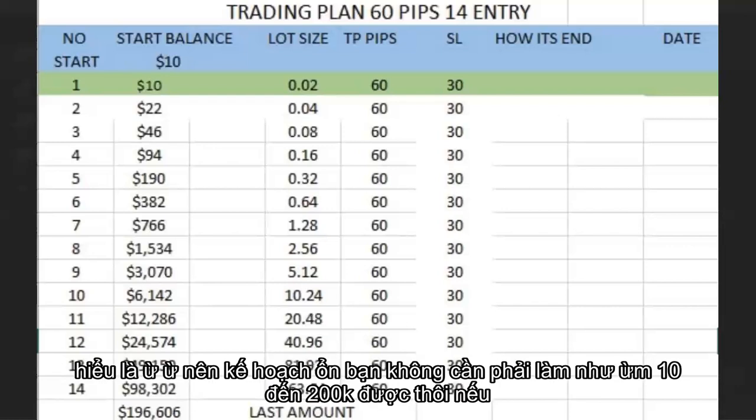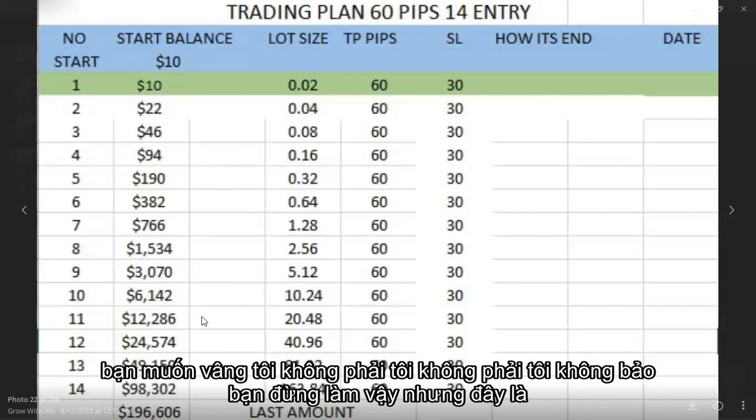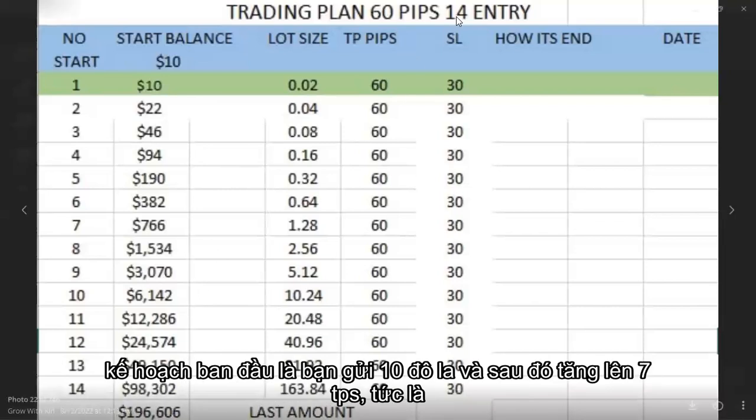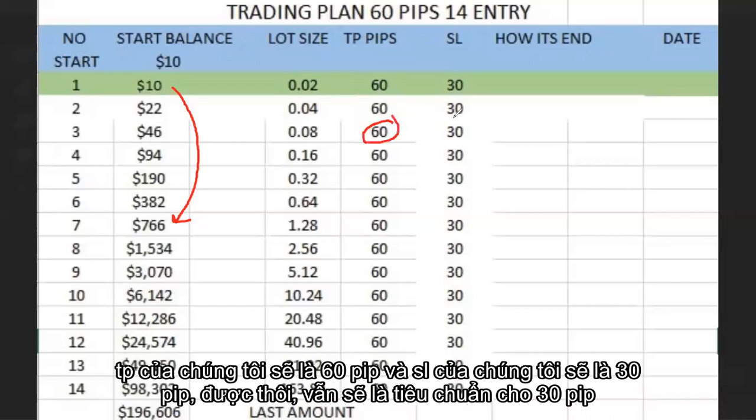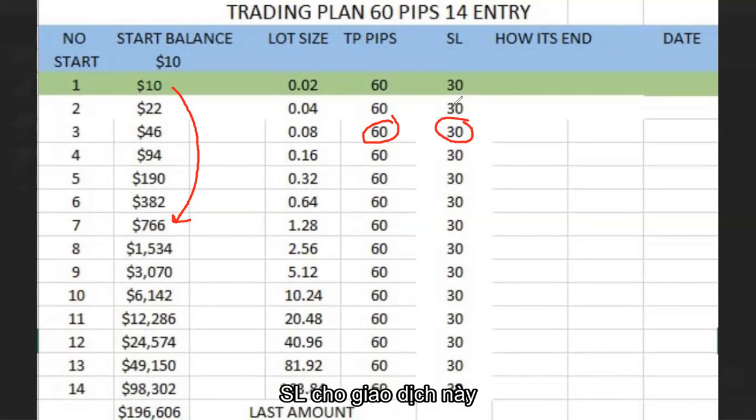So the plan is, you don't need to do 10 to 200K. I'm not telling you not to do that, but this is the plan: at first you make a deposit of $10 and then you grow until 7 TPs. Our TP will be 60 pips and our SL will be 30 pips. Is SL standard at 30 pips for all the entries we take? Yes, 30 pips from the entry for SL and 60 pips from the entry for TP. So you just need 7 TPs.